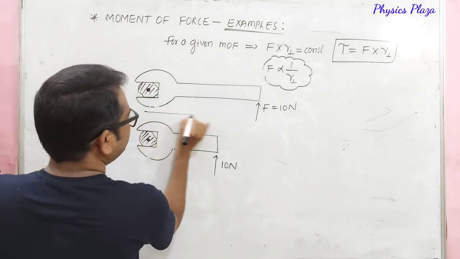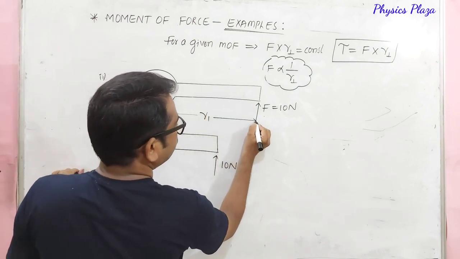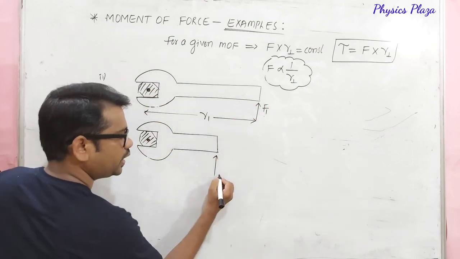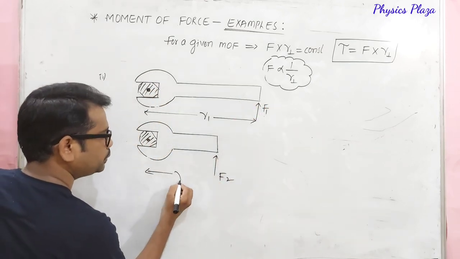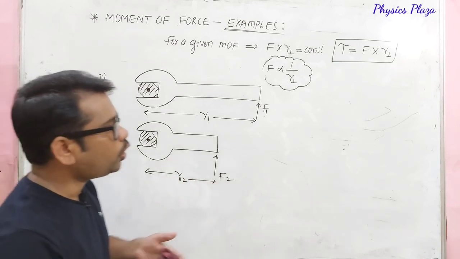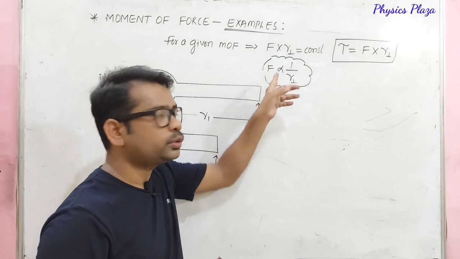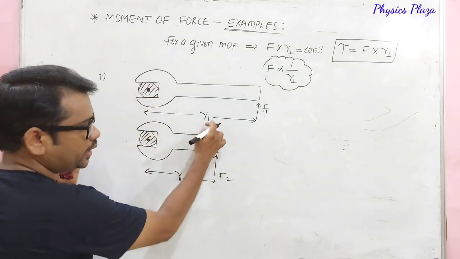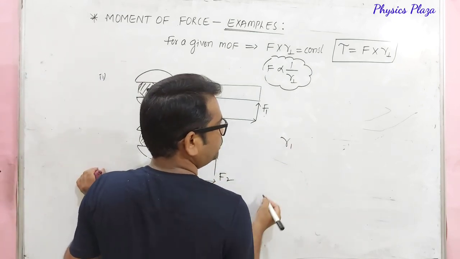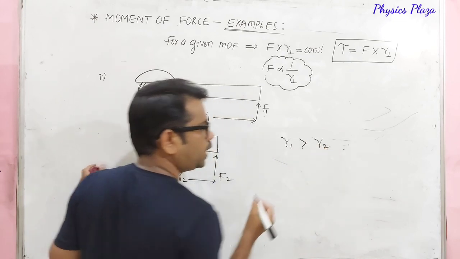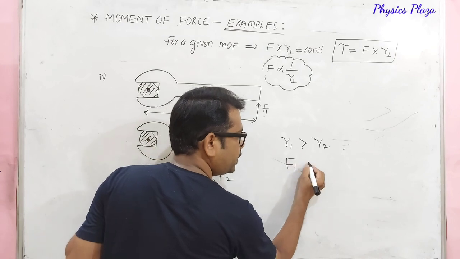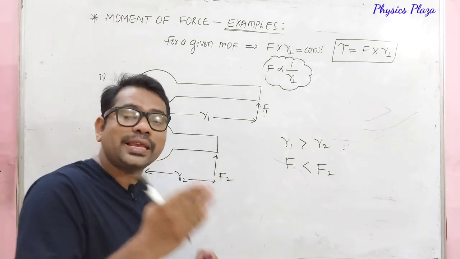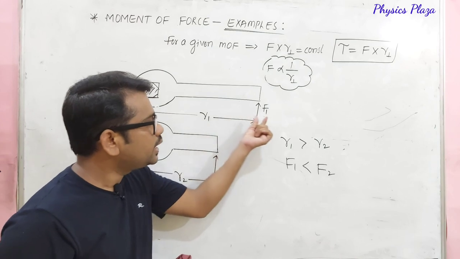Dear children, if you look here, the perpendicular distance is r1. Let us not take 10 newton force, again there will be confusion. Let us say here F1 force is acting and here F2 force is acting, such that here the perpendicular distance is R2. And we know that the perpendicular distance and the force are inversely proportional to each other. Meaning, the more the perpendicular distance, the less force is required. In these two cases, as R1 is greater than R2, obviously F1 is less than F2. That means for a given same moment of force, the more the perpendicular distance, the less the force required.